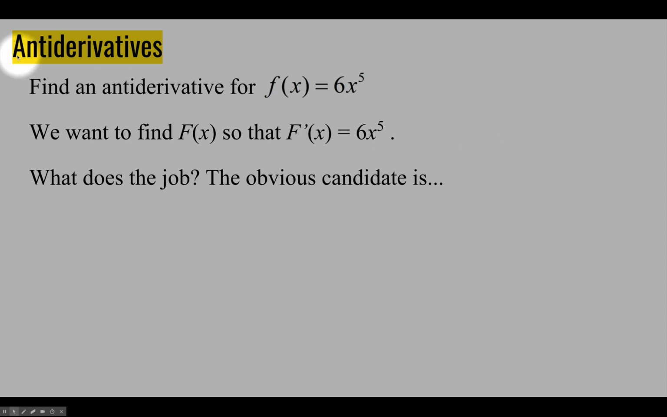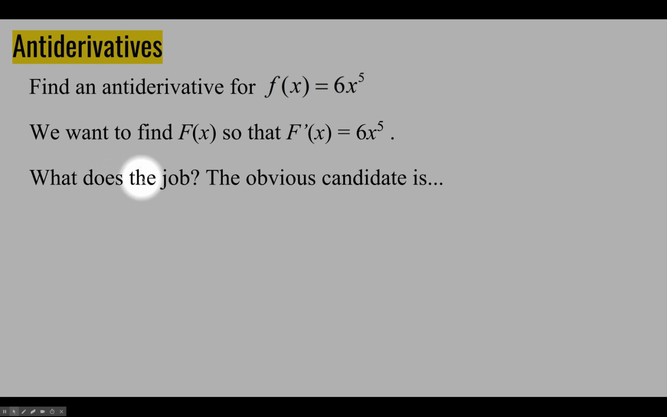Okay, so before we get to some actual integrals, we want to talk about finding actual antiderivatives. So for example, let's say we want to find an antiderivative for little f equals 6x to the fifth. In other words, we want to find some other function, capital F, such that the derivative of that capital F function is equal to 6x to the 5.